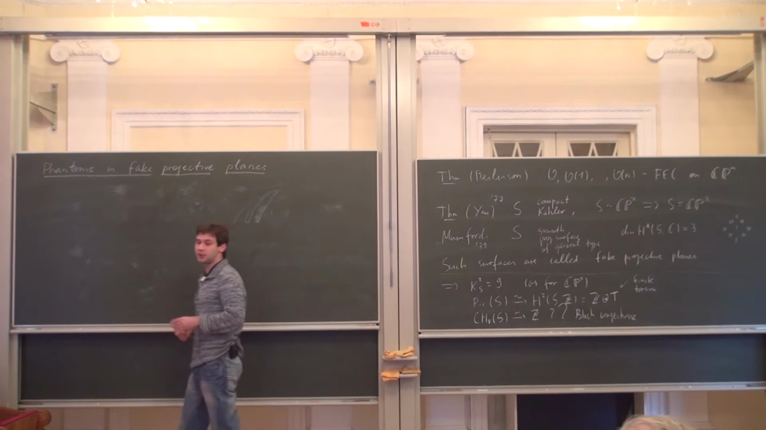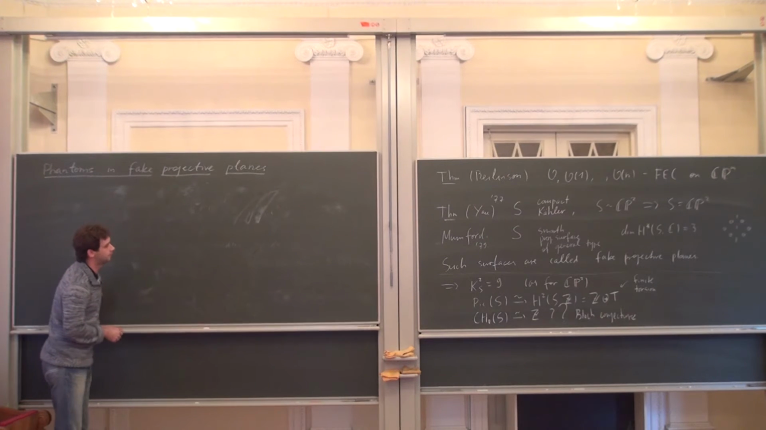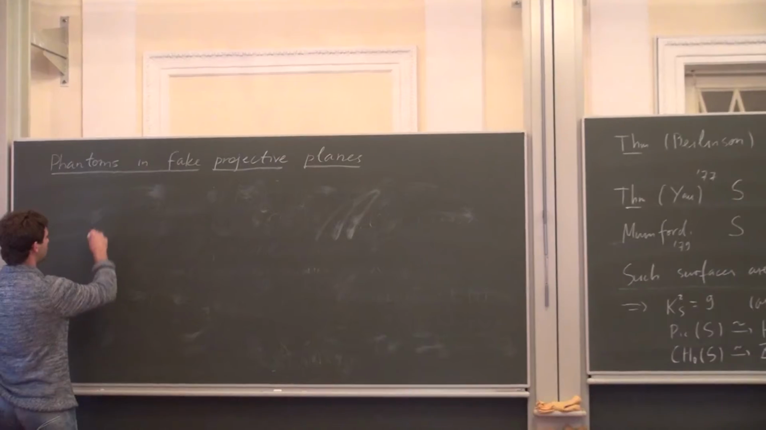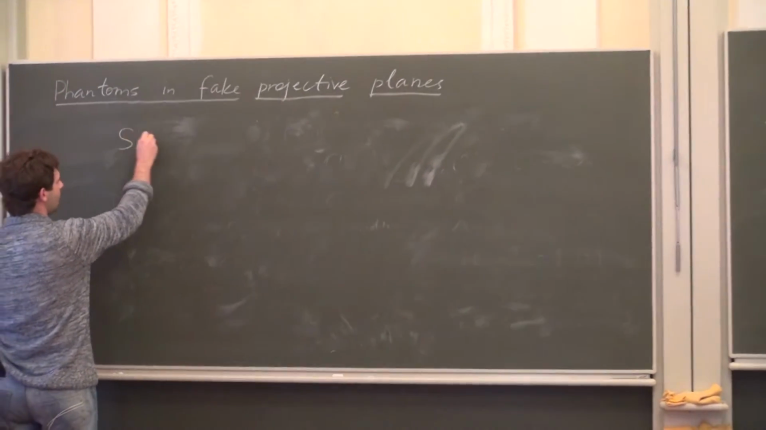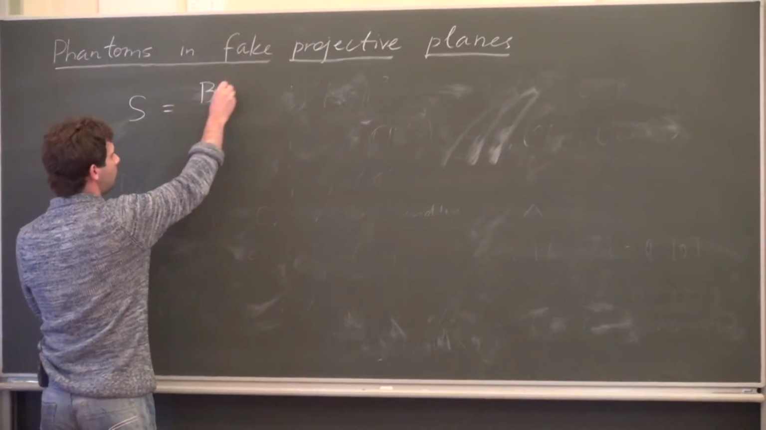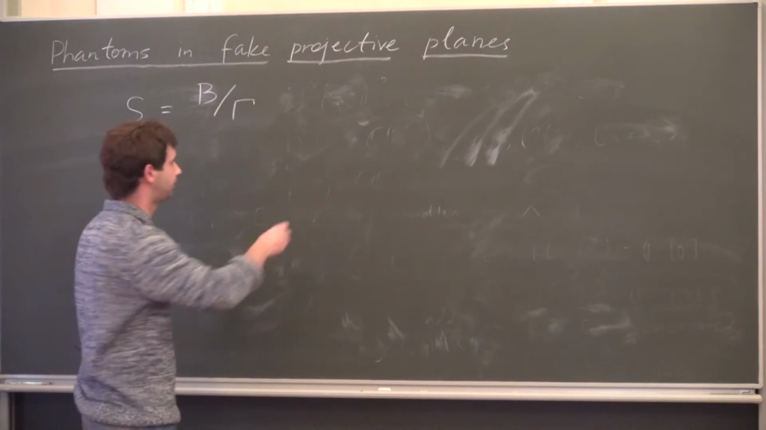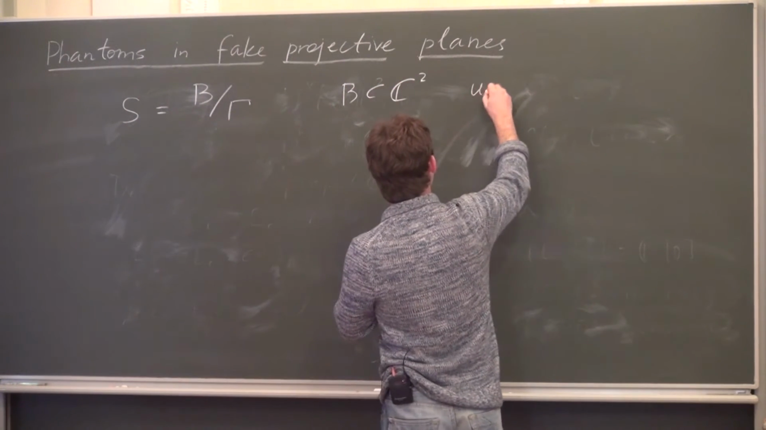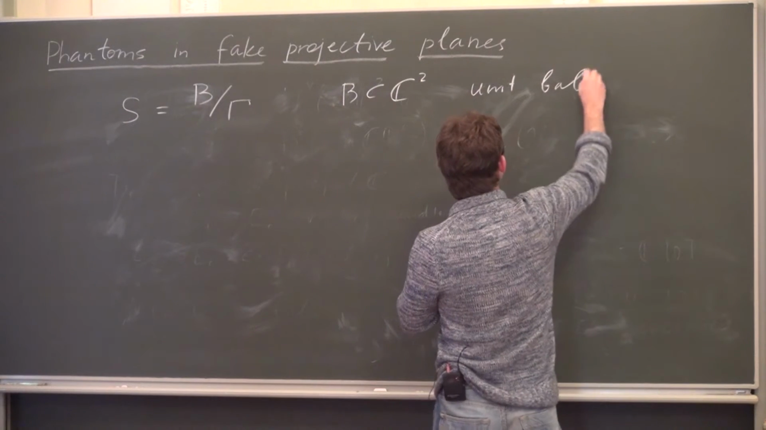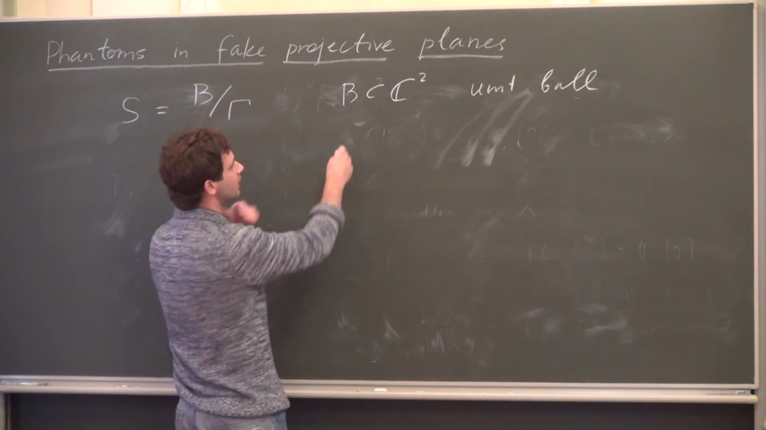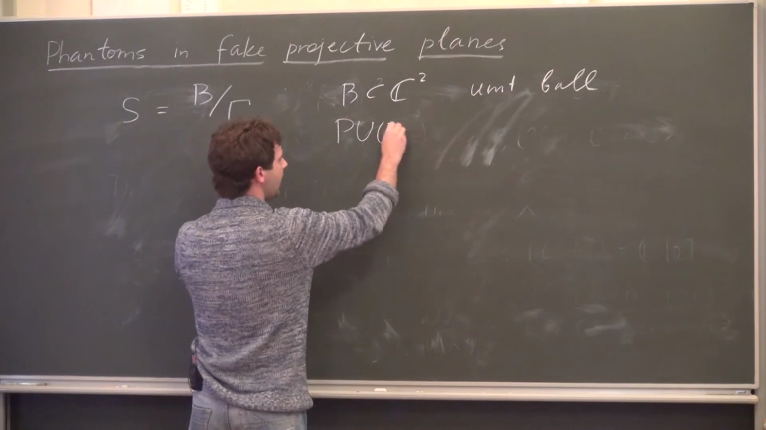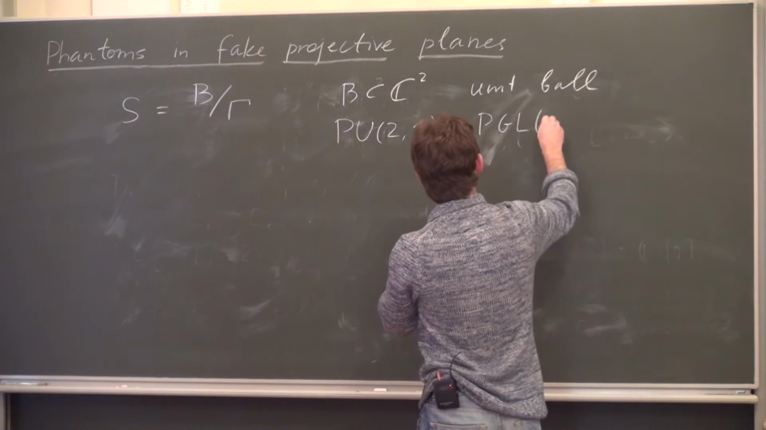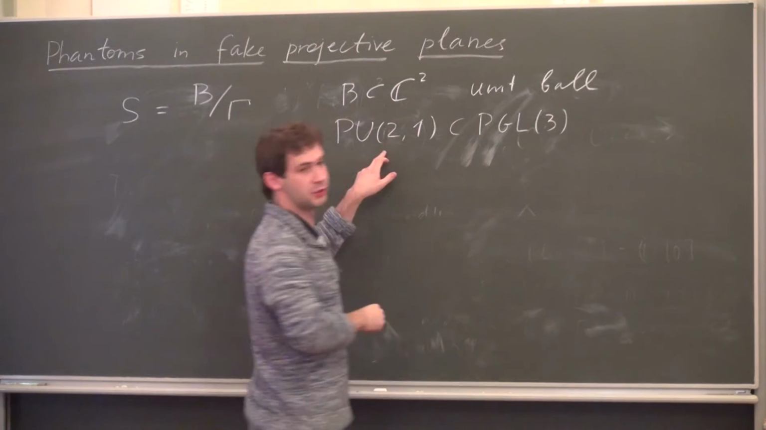So how does the modern construction go? It goes as follows. S is a quotient of a complex 2-ball by a discrete group. B is the unit ball. On B there's a group PU(2,1) acting. It's the subgroup of PGL3 which preserves the 2-ball.